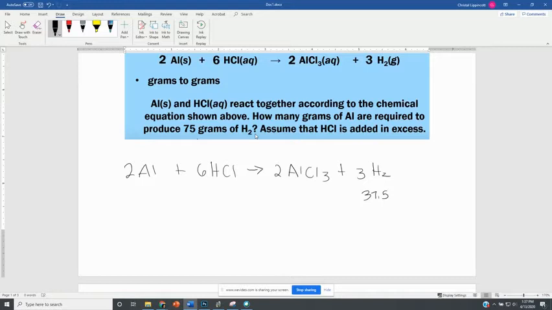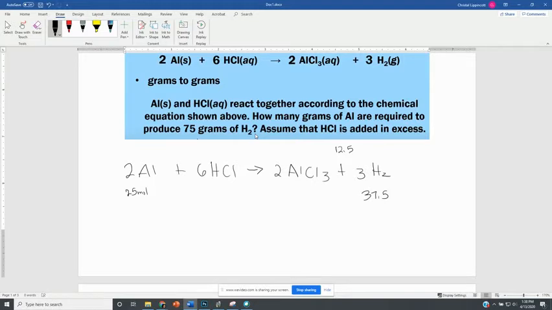If we take that up into the cloud, again, when we go up, we divide by the coefficient. So 37.5 divided by 3 is going to give us 12.5. And then they wanted to know how many grams of aluminum are required. So we're going to take that 12.5 and come down. When we come down, we multiply. So 12.5 times 2 is 25 moles.